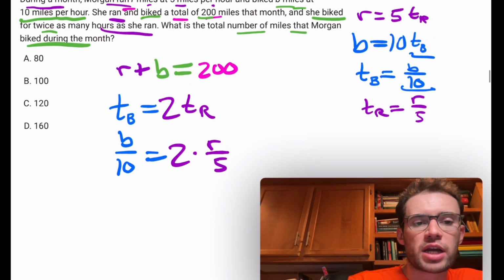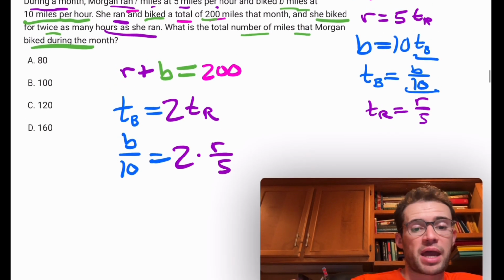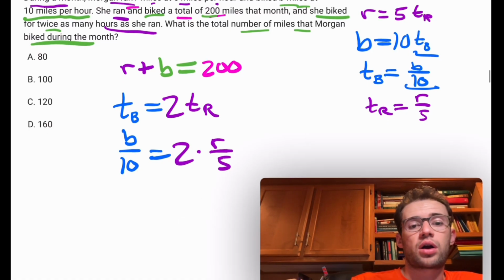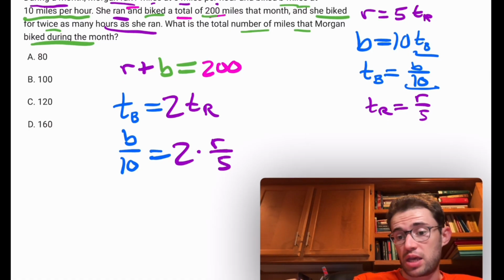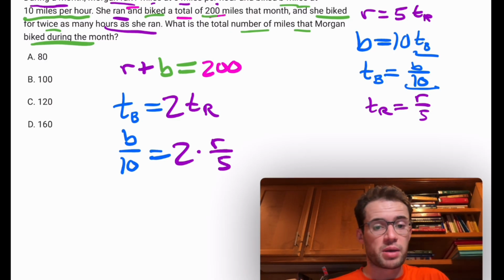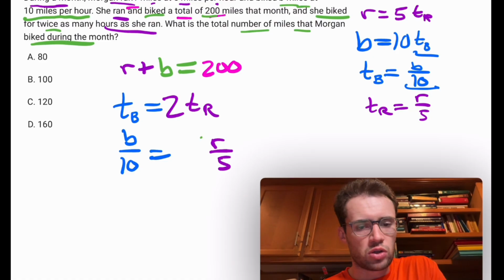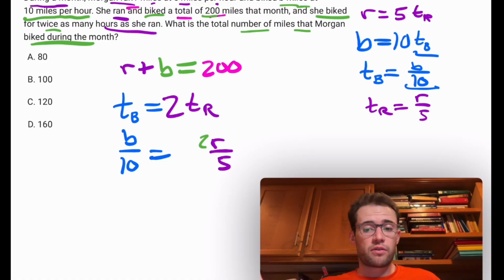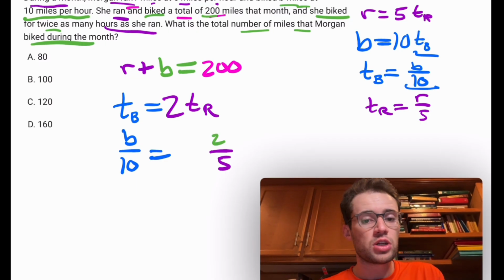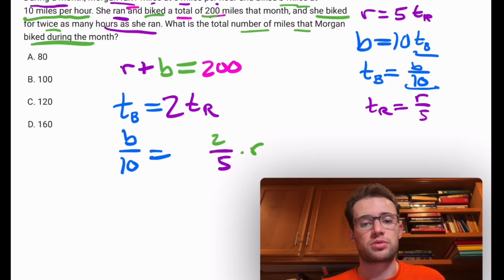And we're ultimately trying to solve for B, the miles biked. So what I'm going to do is substitute in R in terms of B, so that I have an equation with only B's in it, and then that would make it easier to solve for B. So this is basically 2R over 5. 2 times R over 5, we just make that 2R over 5. Or you could say it's 2/5 times R. Right? Either of those will work.